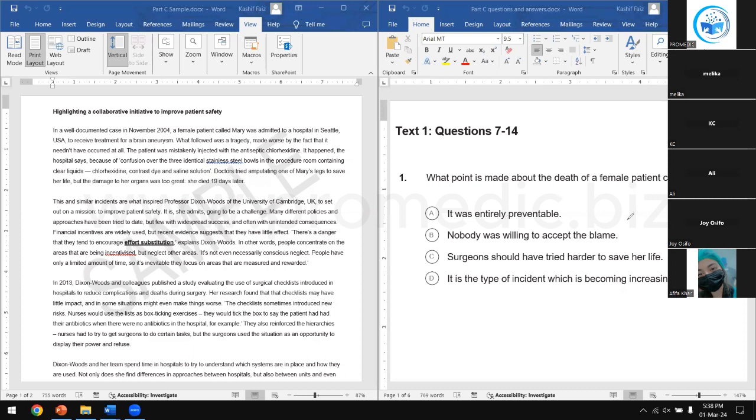Read the first question. What point is made about the death of the female patient called Mary? It was entirely preventable. Nobody was willing to accept the blame. Surgeons should have tried hard to save her life. It is the type of incident which is becoming increasingly common. Now go to the first paragraph, this one. Read it and see what the answer is. I'll give you guys a couple of minutes and then I'll show you the answer.